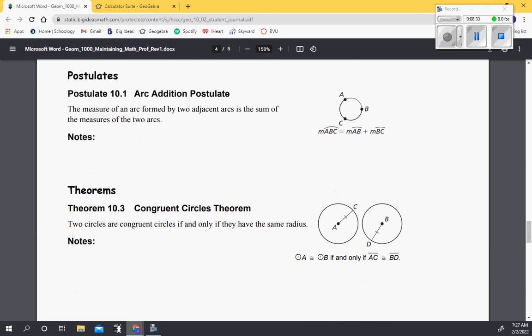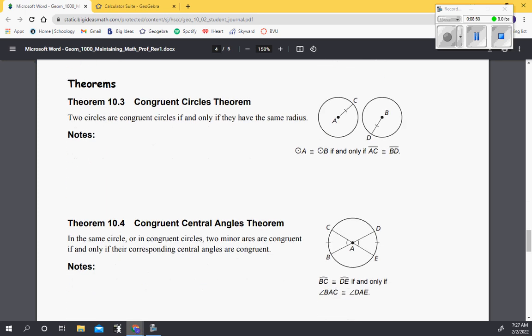Arc addition postulate. I don't think we have to describe this. I think this is pretty common sense. The measure of AB plus the measure of BC would give us ABC. Okay, I think that's pretty obvious.